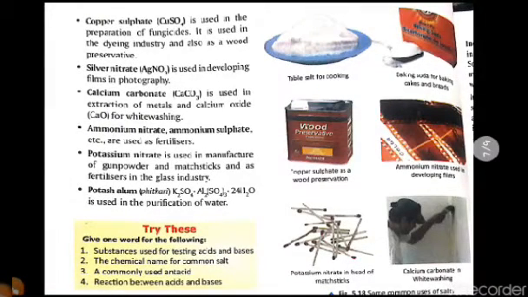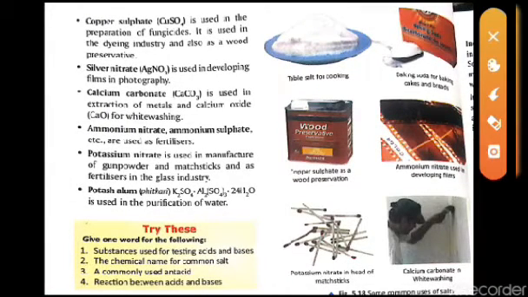Okay, the last part I am going to teach over here is copper sulfate. What is the use of this copper sulfate? It is used in the preparation of fungicide. It is used in the dyeing industry and also as a wood preservative. In the dyeing industry, there are a lot of insects that attack the wools and all those things, so they use copper sulfate so that the insects cannot harm their product.